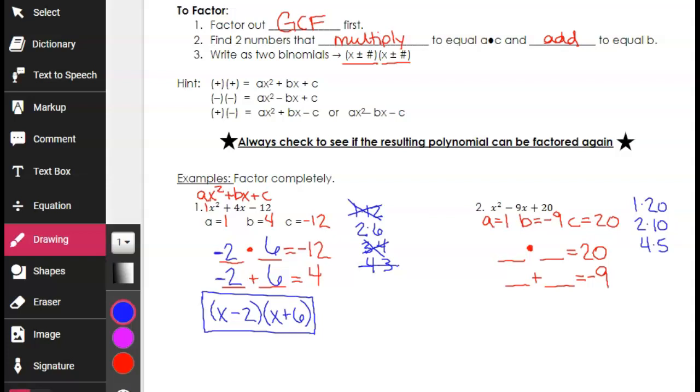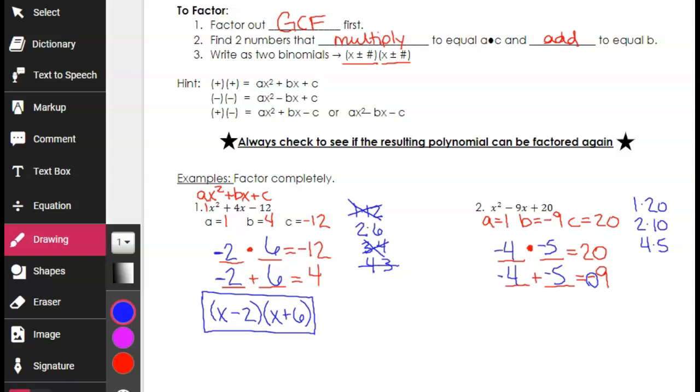So I need two numbers that multiply to give me 20. All of these do, but they need to add to give me negative 9. Well, if they add to give me a negative number, but they multiply to give me a positive number, then that means they're going to have the same sign. And here they're going to have to be negative. So my two numbers that work are 4 and 5. However, 4 plus 5 is not negative 9. 4 plus 5 is positive 9. So I need to change my signs.